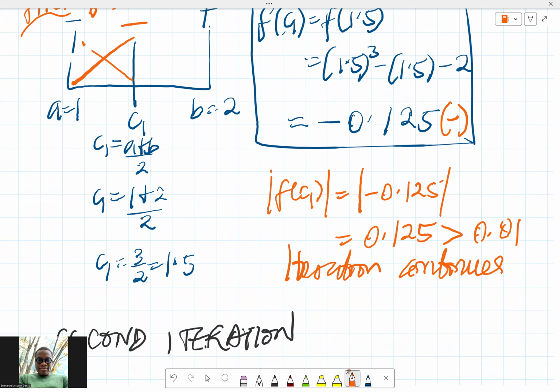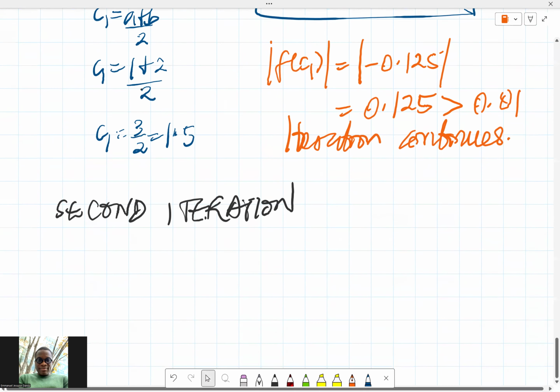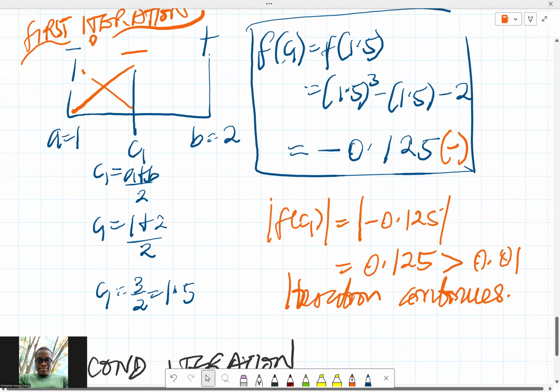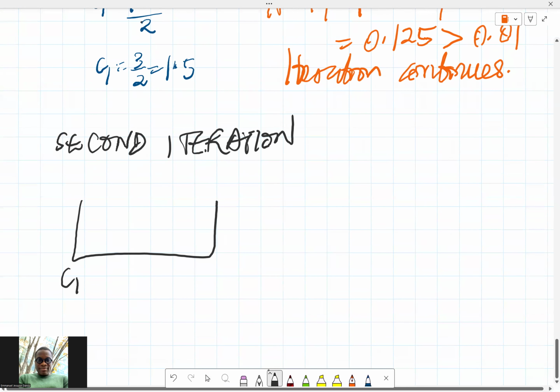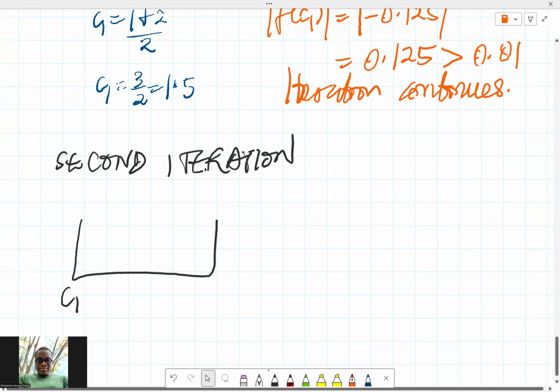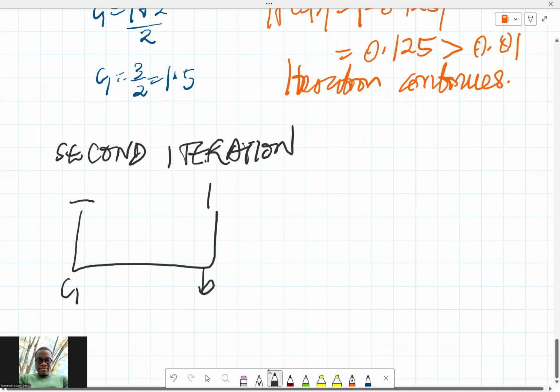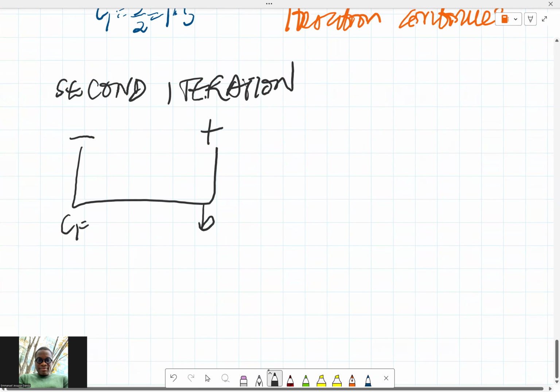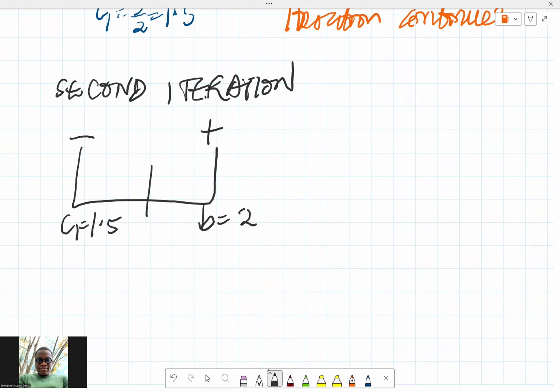Each time you get a solution, you want to check. The absolute value of that is still bigger than the tolerance 0.01. So iteration continues. So the second iteration now is this. You have cut off A, because the solution does not lie between A and C1. You have C1, which is negative, and B, which is positive. The value of C1 is 1.5 and the value of B is 2. So now we need C2.